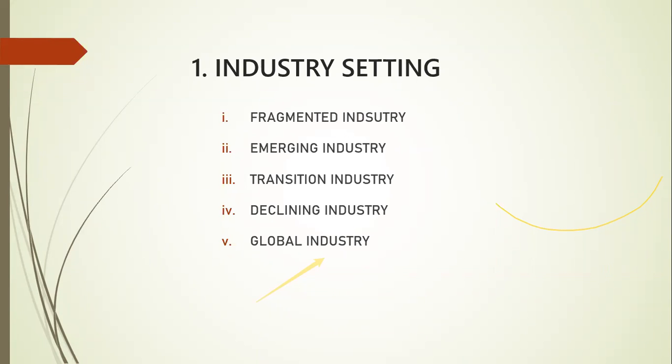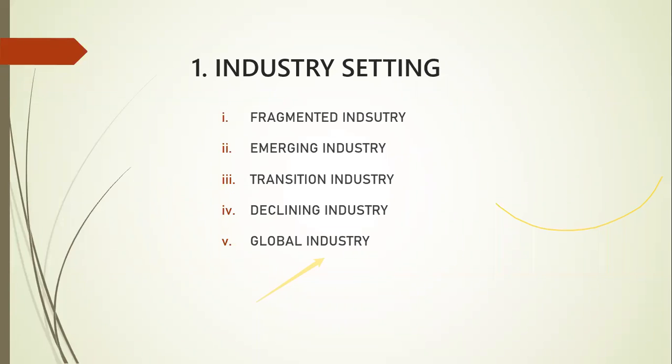The next one is the global industry. That particular industry which is present all over the world. FMCG is a global industry, right? Similarly, the soft drink market, soft drinks, is a global industry. Hot beverages, tea, coffee, and all are global industry. So there are certain industries which are universal in nature. Such industries come under global industry.